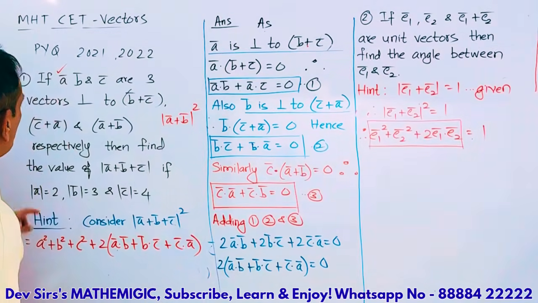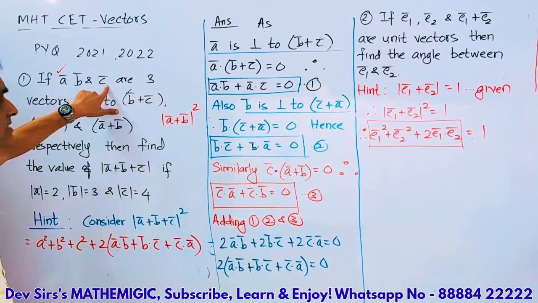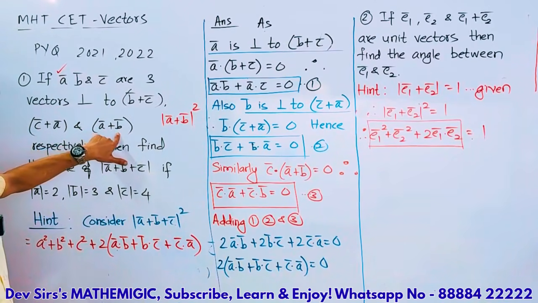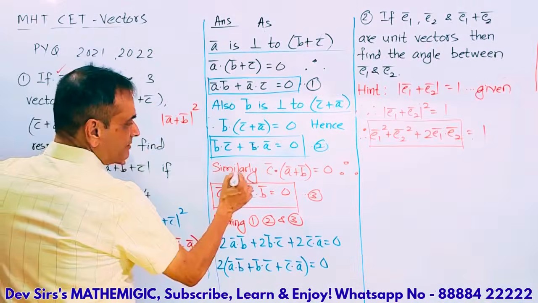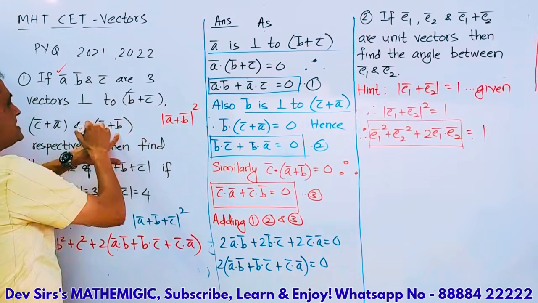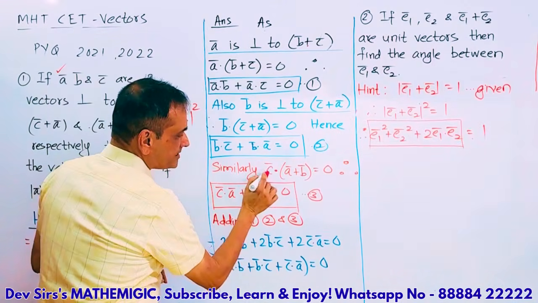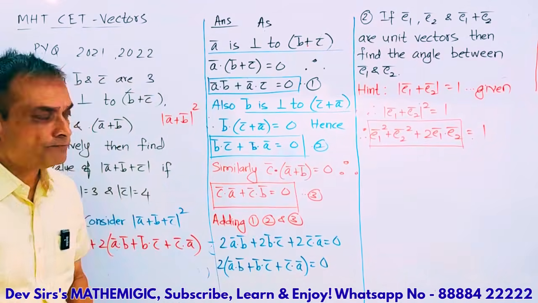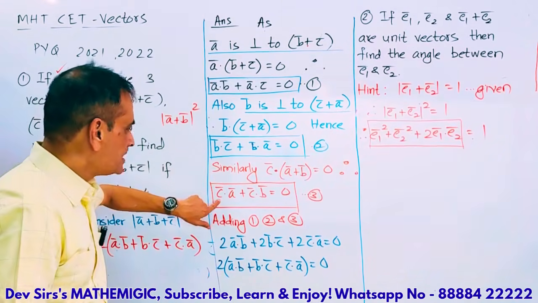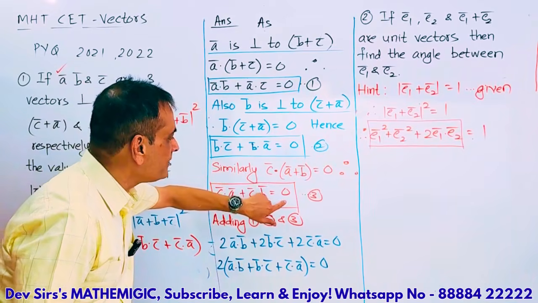Third condition. c bar is perpendicular to a bar plus b bar. It's given. So similarly, c dot (a plus b) equal to 0 because these two vectors are perpendicular to each other. Brackets open: c dot a plus c dot b equal to 0.